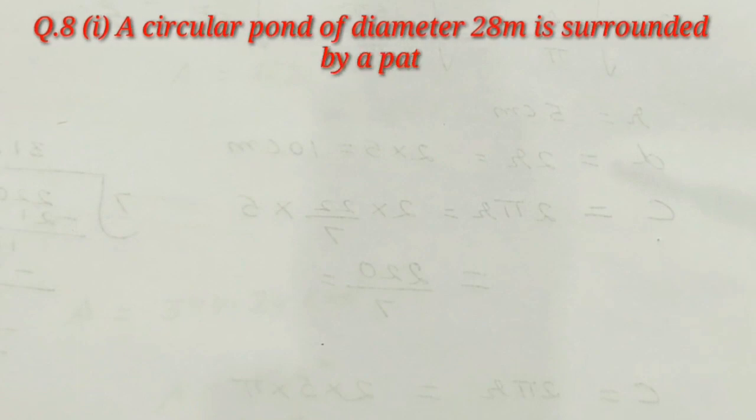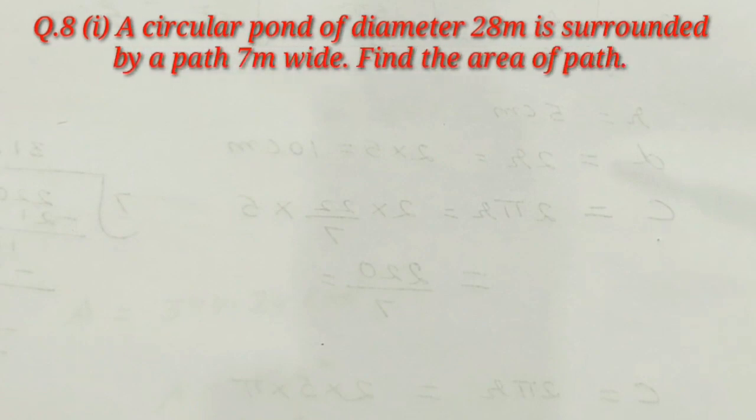Now let's move to question number 8, first part. A circular pond of diameter 28 meter is surrounded by a path 7 meter wide. Find the area of the path. So this question is based on the area of a ring, which was explained to you all, okay? So let's try to understand with the help of the figure.